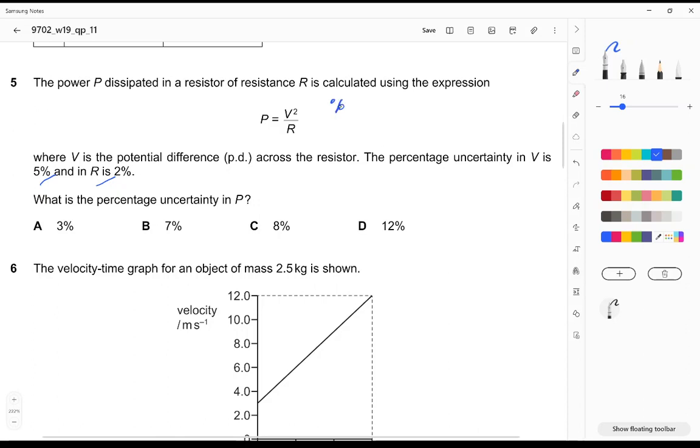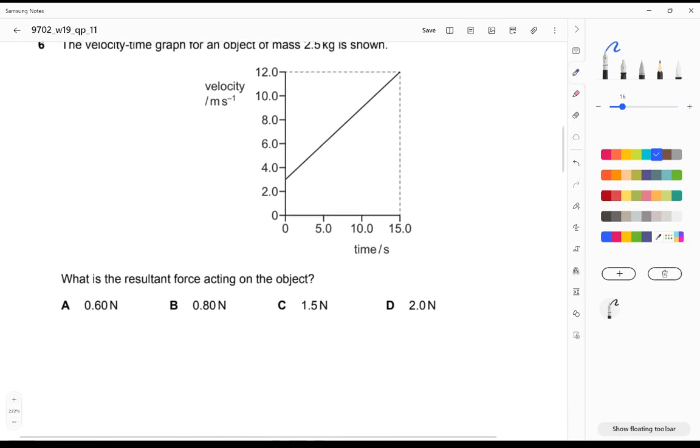So the percentage uncertainty in P should be equal to, we have a square here, so that means the percentage uncertainty in V needs to be doubled. V is actually 5%, so 2 multiplied by 5%. And we have the percentage uncertainty in R as 2%, so this is going to be 10 plus 2, and that should be 12%. Okay. So D should be the right answer. Let's just move on to the next part.